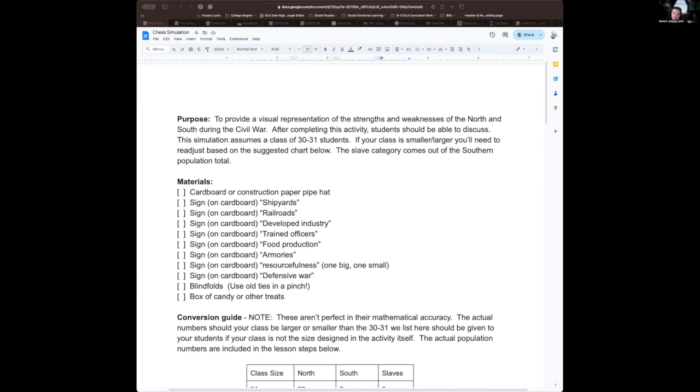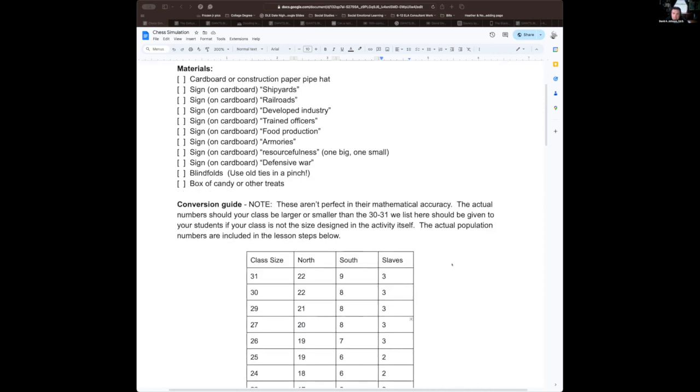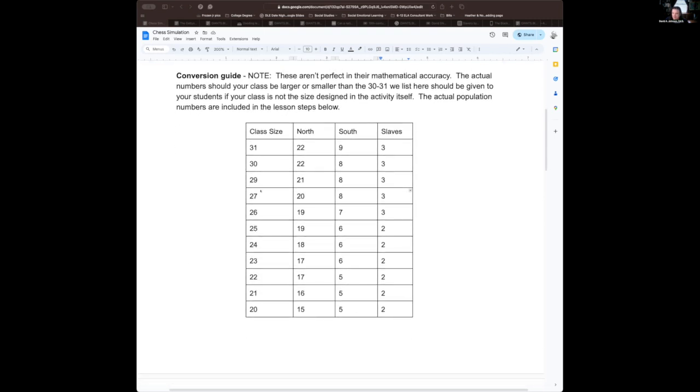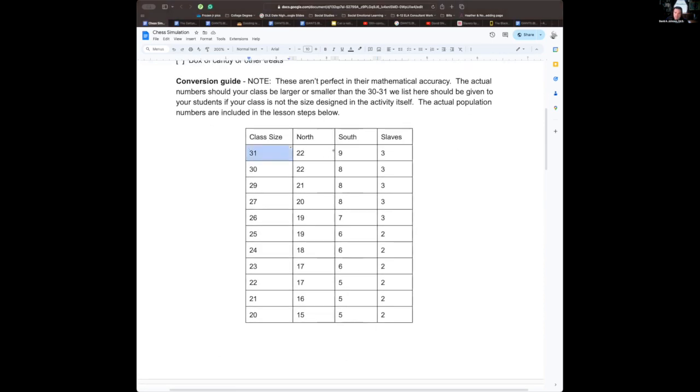So I used old ties as the blindfolds for students in this, and then a box of candy or other treats. And then we walk you through what you do in this and why you need all of these signs and why you need the blindfolds. But the last piece that I am going to talk about with this before I very quickly go through the different steps, we tried to give you a conversion guide in here.